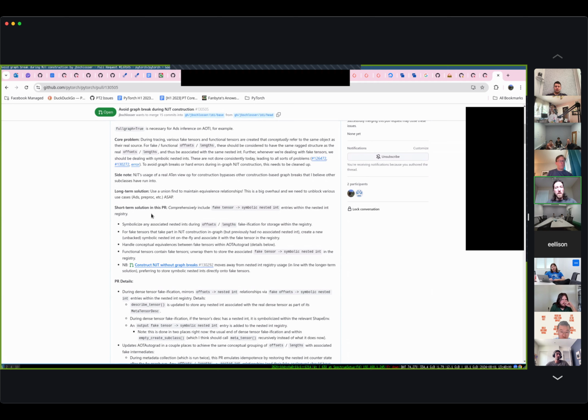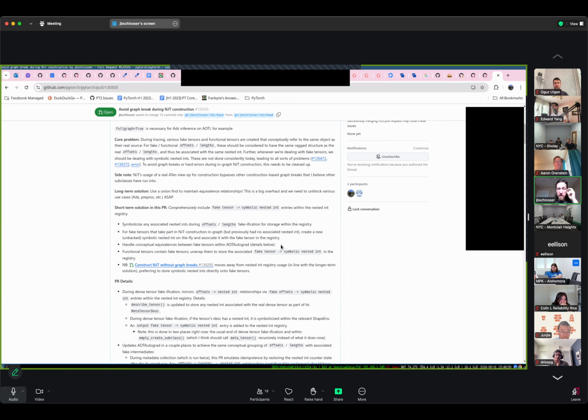The approach I'm taking here is to expand the usage of the nested int registry to comprehensively include the proper fake tensor to symbolic nested int entries. What this entails is, during fakeification of these metadata tensors, also symbolicize any associated nested ints and store those entries within the registry. Further, for fake tensors that have never previously been associated with a nested int, but then take part in NJT construction in graph, create a new unbacked symbolic nested int on the fly and add that entry to the registry alongside the fake tensor. And then there are a few conceptual equivalences that AOT Autograd creates for various reasons, and we need to maintain those in the registry too.